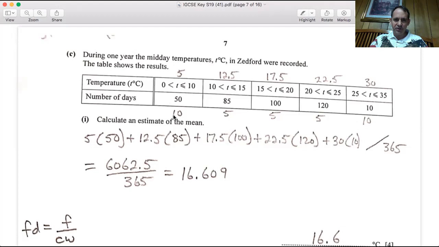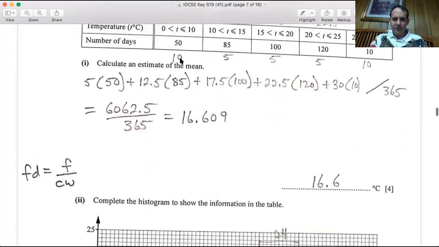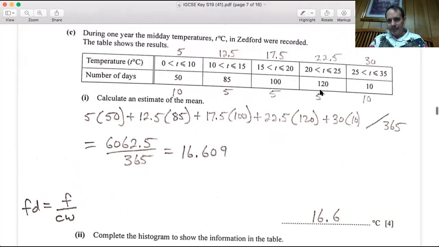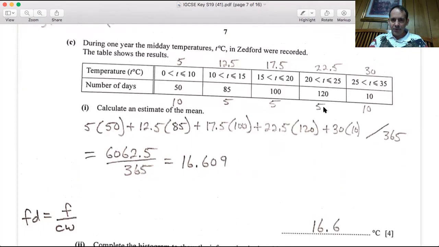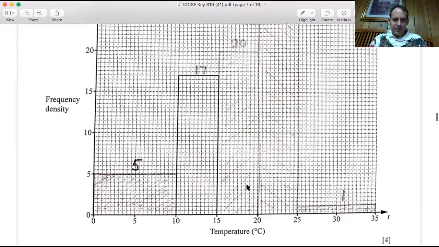So 10 minus 0 is 10, 15 minus 10 is 5, 20 minus 15 is 5, 25 minus 20 is 5, 35 minus 25 is 10. That's the class width. So frequency divided by class width, here this will give you 5. This gives you, what does that give you? 17. This one gives you 20. This one gives you 24, I think. And then this one gives you 1. So those frequency densities are your heights.